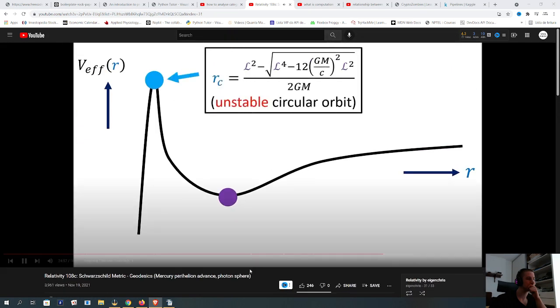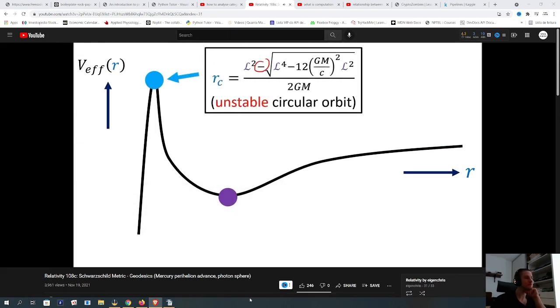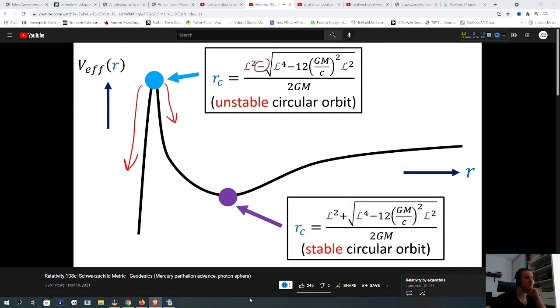The circular orbit closer to the mass is unstable, and changing the energy even a little will cause the body to stop orbiting. The second circular orbit that's farther away is a stable circular orbit. Changing the body's energy by a little bit will simply change the circular orbit into an elliptical orbit.